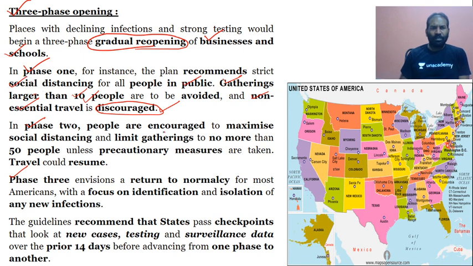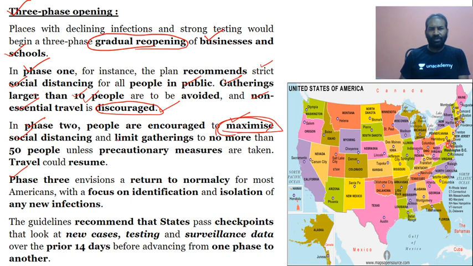Phase 2 is that people are encouraged to maximize social distancing. Here it is not strict, but people are encouraged to maximize it. So it is left to the people's discretion whether they go ahead with social distancing, but they have to follow a few things.